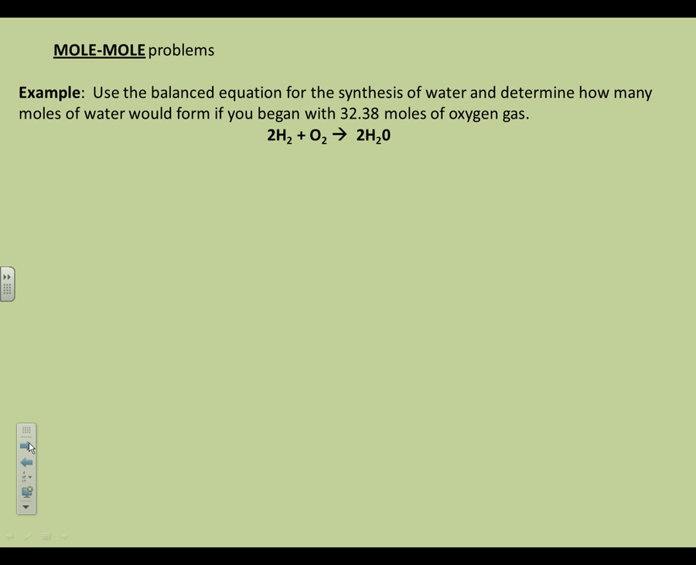So, again, I always like to start with what I'm given in the problem. So I start with 32.38 moles of oxygen gas, and it's important to write all of that down. Do I have to write the units down? Yes. Remember the rule in chemistry, no naked numbers. So always have the units. So 32.38 moles, and we're dealing with oxygen gas.